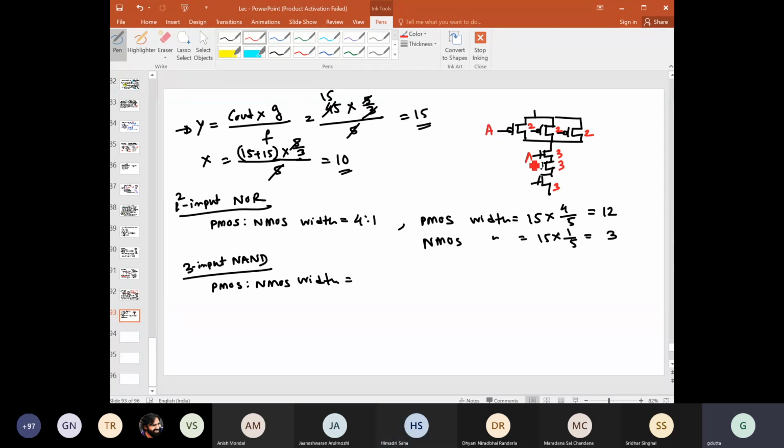So if this is A, then what is the ratio of PMOS and NMOS? 2:3, right? Then what will be the width of this PMOS? Here the total is 10. Out of that, 2 by 5 comes out to be 4. NMOS width is 3 by 5, which comes out to be 6. Fine.